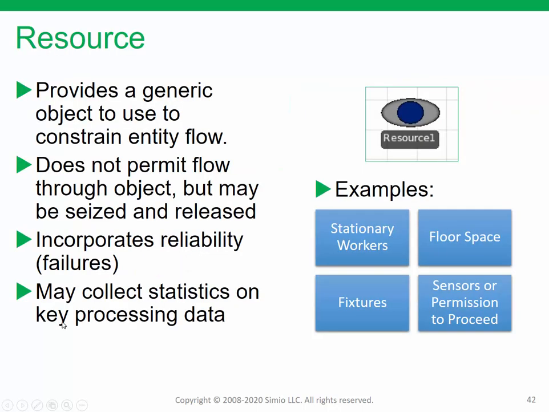So the resource object is, again, an object in the standard library, and it provides a generic object that you can use to constrain entity flow. So it doesn't permit flow itself directly through an object, but it can be seized and released, and we can use this seizing and releasing to maintain capacity constraints. It also incorporates reliability, failures, and we can collect usage statistics on processing data. So let's look at a quick example here of how we might use that.